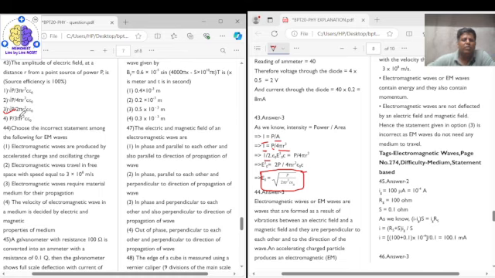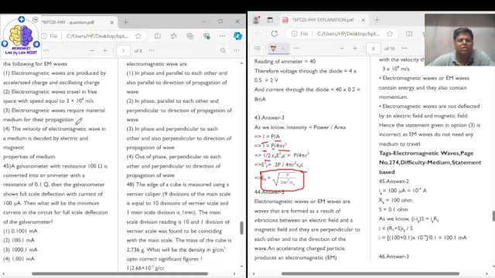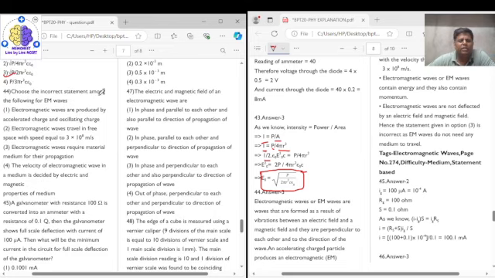Coming to question number 44, it says: choose the incorrect statement among the following regarding electromagnetic waves.